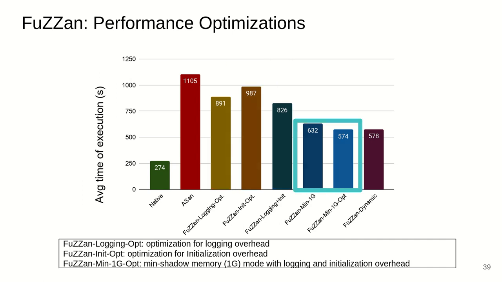The two other options with 1 gigabyte and 1 gigabyte heap optimized end in 574 seconds or 632. So 43 to 48% improvement compared to ASan. And if you do the dynamic switching, that's a 48% improvement in the best case. But we don't have to switch or adjust.